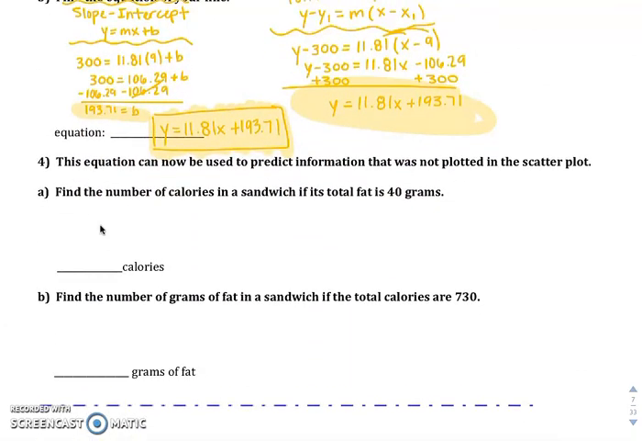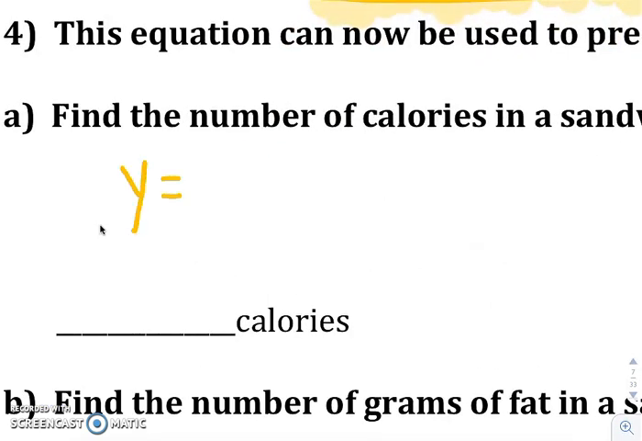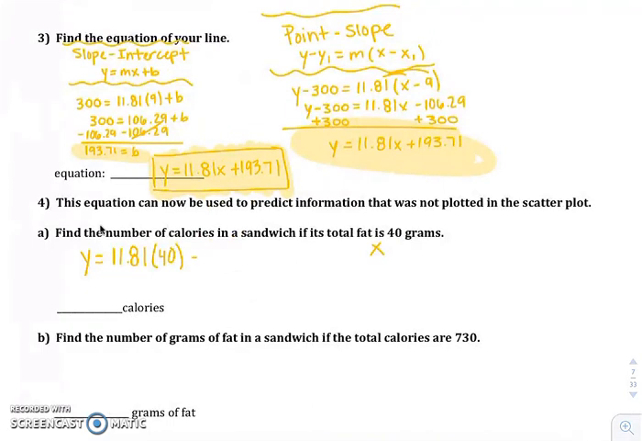So this equation can now be used to predict information. So find the number of calories in a sandwich if the total fat is 40 grams. I'm just going to set this up for you. So find the number of calories if fat is 40 grams. So fat grams is the x. So we're finding y if x is 40. So you finish this problem. You find the calories.